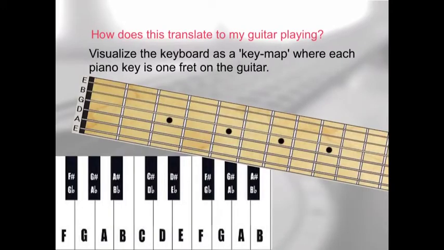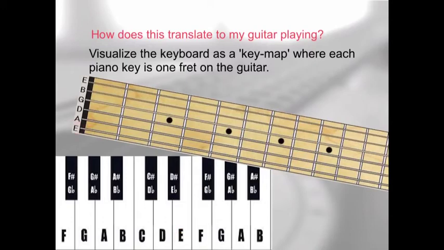So great, I now know what all the notes on the keyboard are. What does this have to do with me and my guitar? Well, again, you can translate your knowledge of the keyboard onto the guitar, onto the fretboard, by visualizing the keyboard as a key map, where each piano key is one fret on the guitar. You'll recall from a previous lesson that we talked about this E string, for example. When you play that open E string, you're playing this E note on the keyboard. The same sound on the keyboard is that open E string.